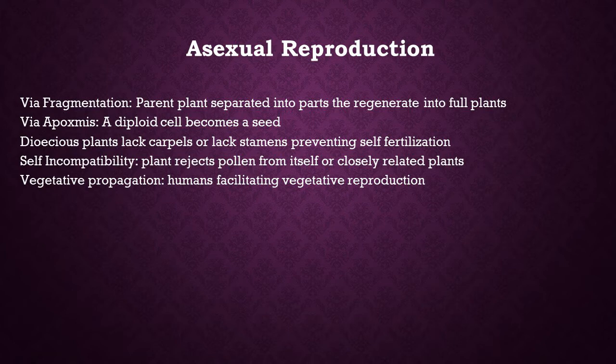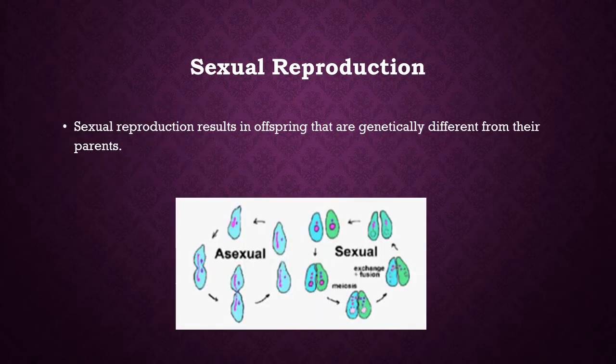Some other interesting things are when dioecious plants lack carpels or lack stamens, which prevents self-fertilization, or if a plant is self-incompatible, which is when the plant rejects pollen from itself or closely related plants. And then even vegetative propagation, which is when humans facilitate vegetative reproduction. Plants can also reproduce through sexual reproduction, which is just 2 parents and 1 offspring.